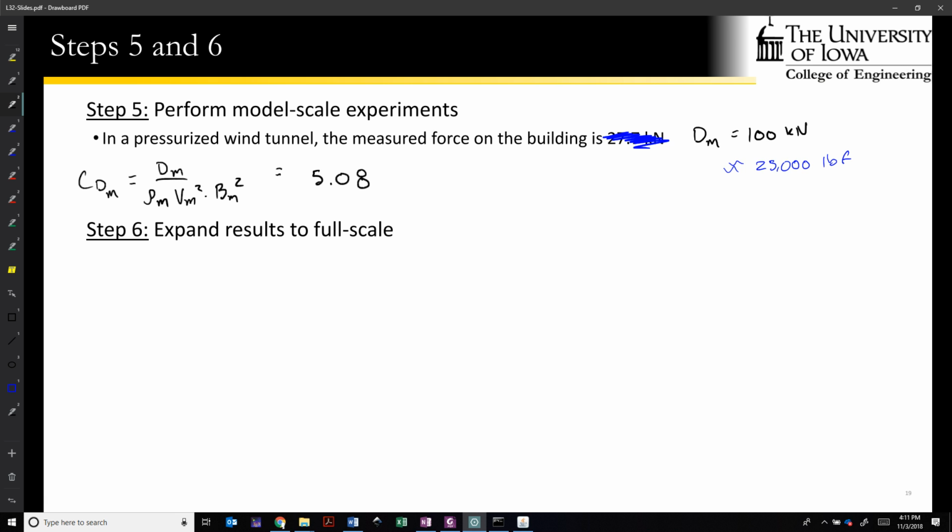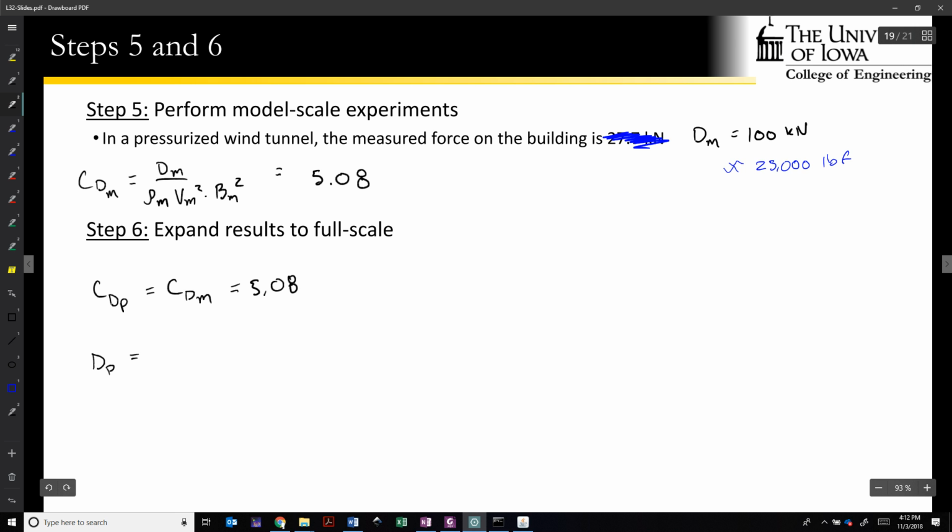All right, great. So now at this point, we've satisfied geometric similarity. By matching the Reynolds number, we've satisfied dynamic similarity, and because we've gotten those two, we can count on kinematic similarity. And because all these similarity relationships are met, this means that the prototype drag coefficient is going to be equal to our model drag coefficient of 5.08. So expanding the results to full scale becomes trivial.